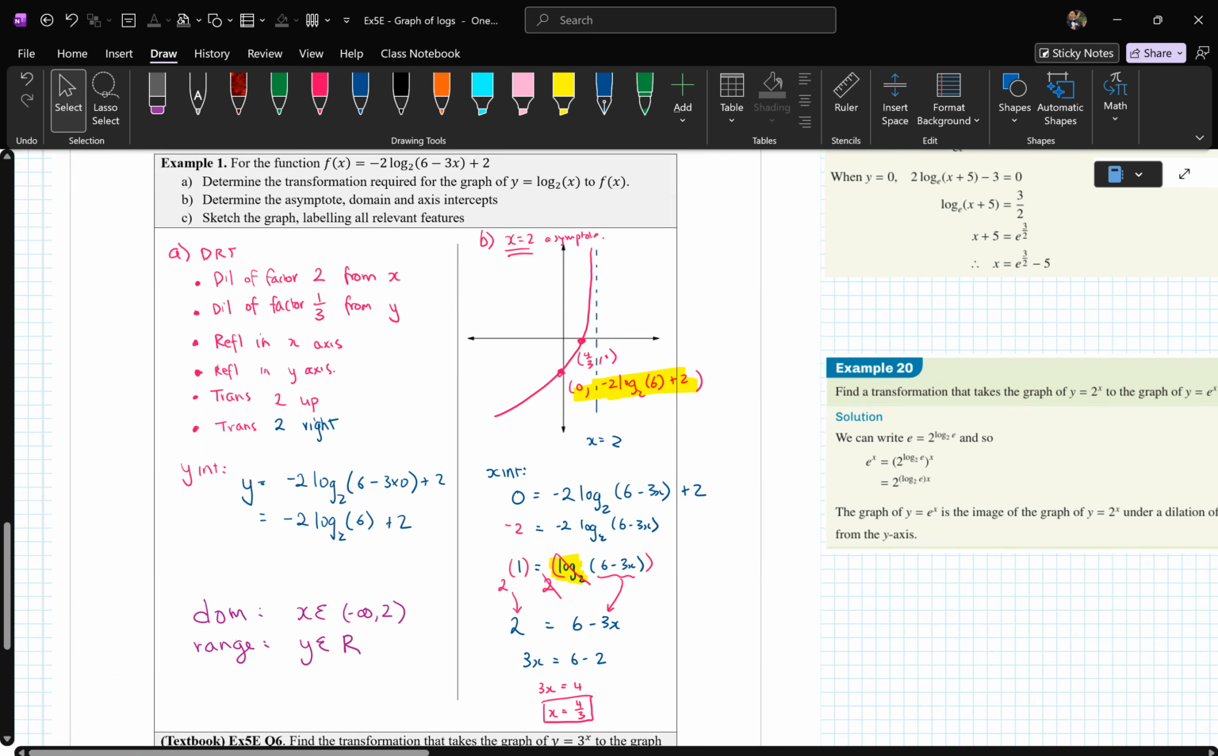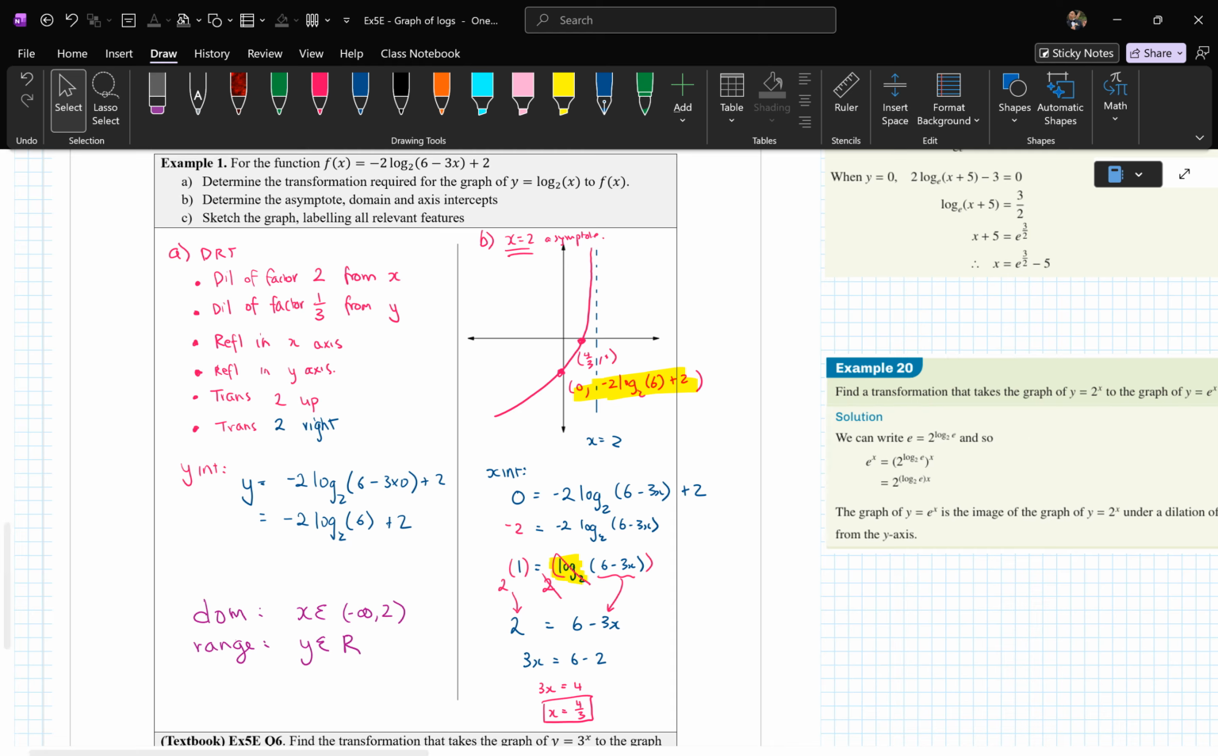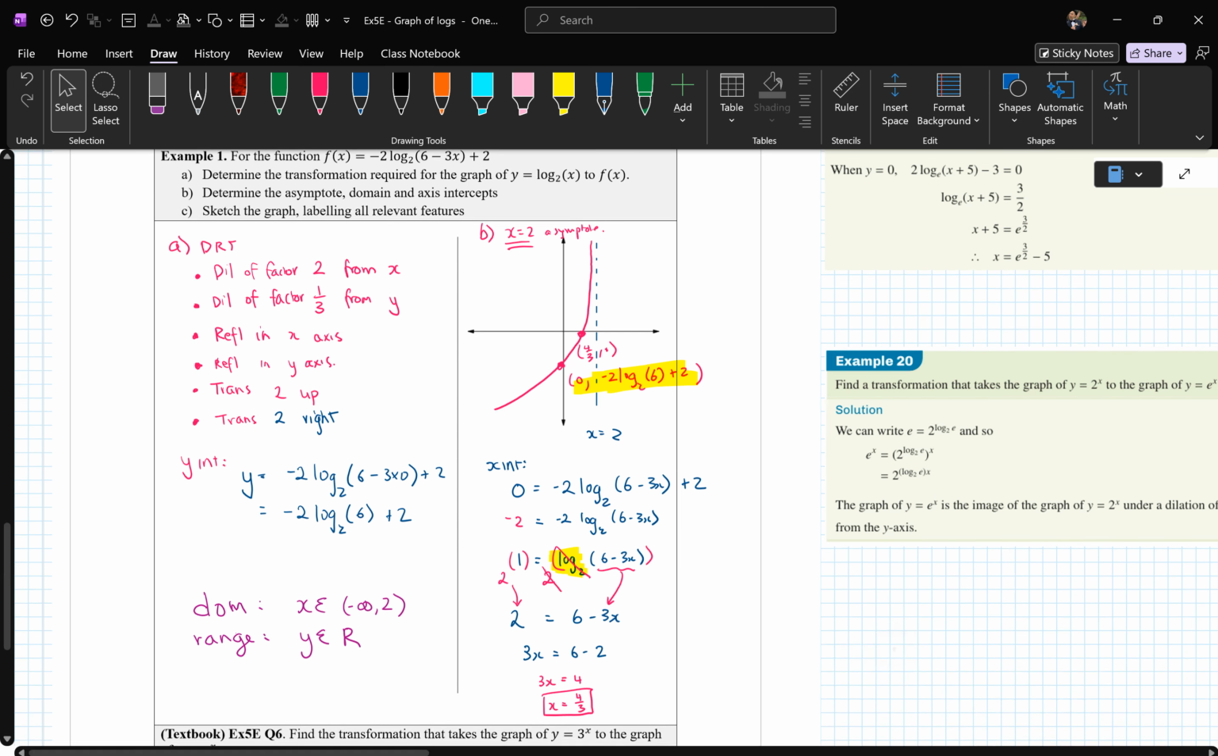Example 1 is 5e. Okay, so 5e is very similar to all the other chapter 4 stuff. 4g, 4h, for example, is just applying transformation to your graphs. Okay? So in order to do this, you need to know transformations well, and you need to know the properties of your function. So log and exponential. The last one is what I thought was interesting.